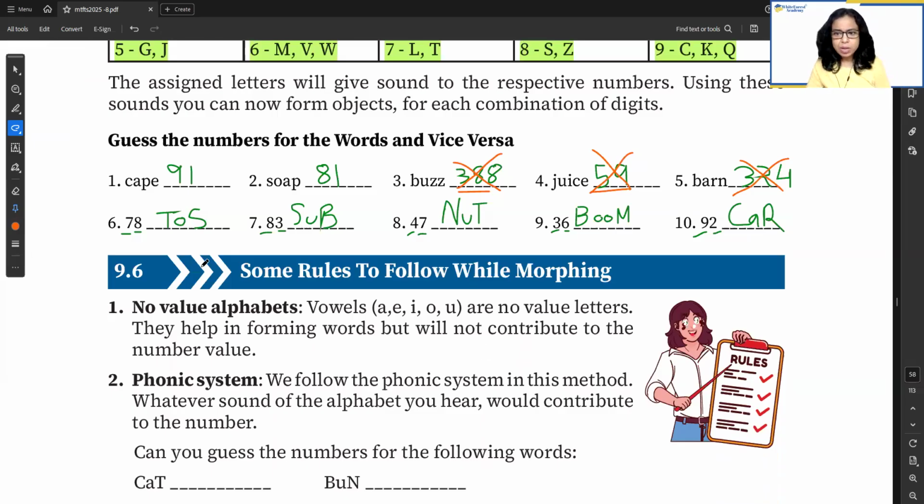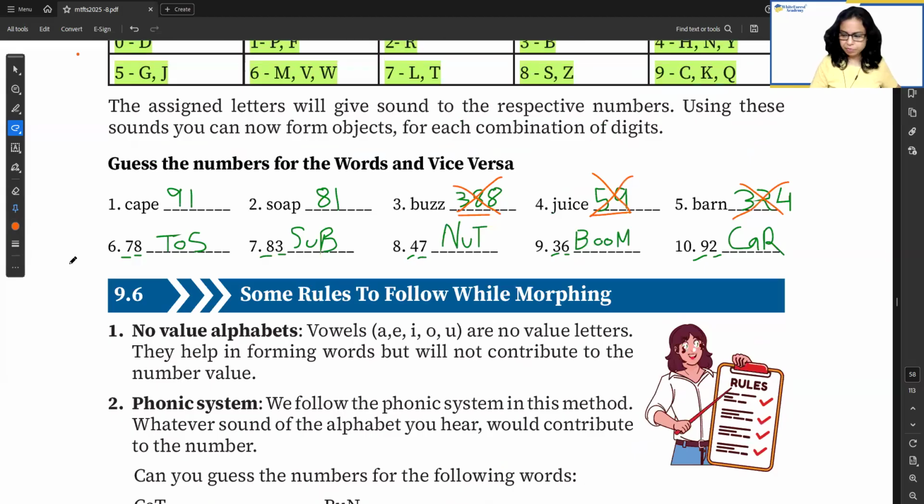Now, here we have, just a second, this is page number 58. So first is no value alphabets. No value alphabets means what? They don't have any value. So when I'm using A and E in cape, they don't have any value, only C and P have got the value. So vowels are no value. They just help in forming words, will not contribute to the number value. This is a very simple rule.